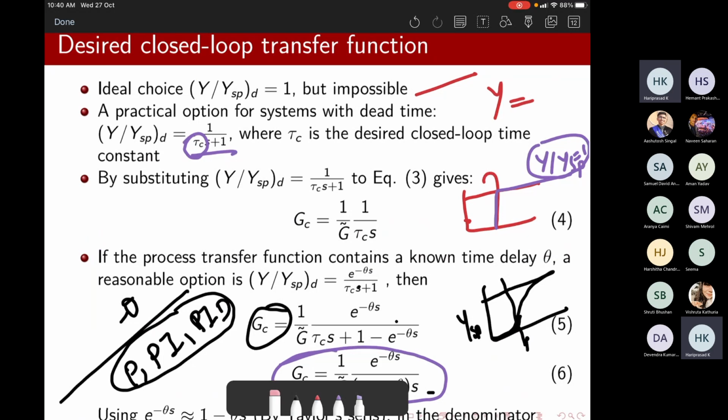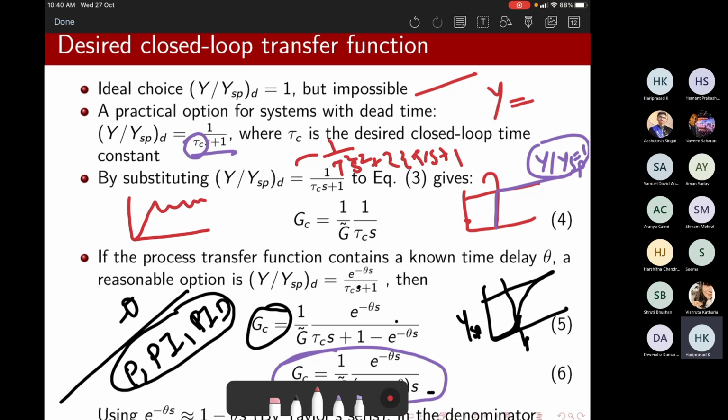So let's say you say that your overall transfer function has to be second order, and you decided that you will take your Y by YSP to be second order. So what is the eventual result? It would behave the way you want. So let me just say case 2 and case 1, which is having the better performance?